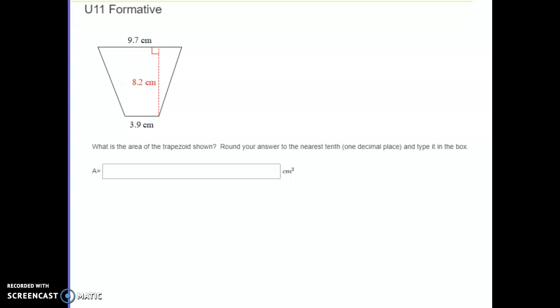Well, let me go ahead before I even start and write the formula. So the area is 1/2 base times the height. I'm going to throw the height in first, and the base is base 1 plus base 2. So really, it's the average of the two bases times the height.